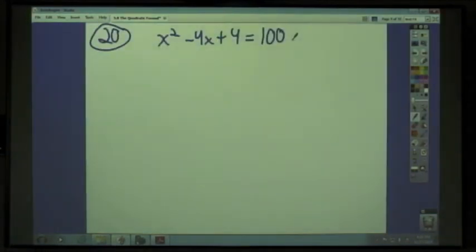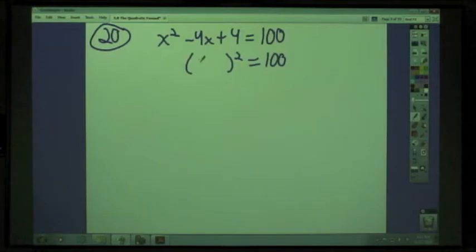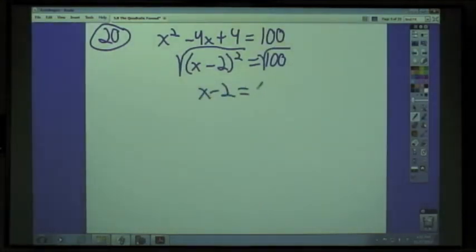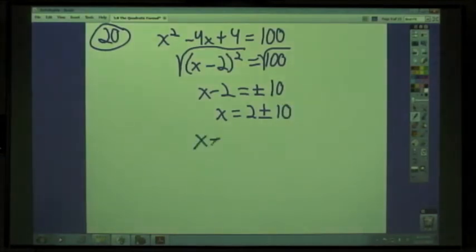Number 20 is the next one I'm going to take a look at. This one's already perfectly set up in a perfect square for you. So all you have to do on this one is recognize the fact that this is going to be x minus 2 squared to get this. You take the square root on both sides. It ends up giving you x minus 2 equals plus or minus 10 because the square root of 100 is 10. Then you add the 2 over to the other side. You're going to get 2 plus or minus 10. 2 plus 10 is 12. 2 minus 10 is negative 8.